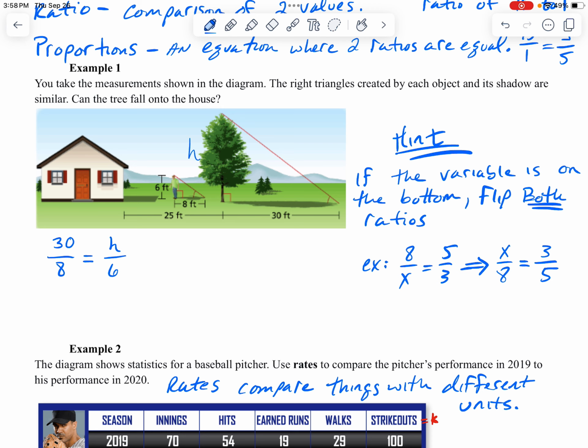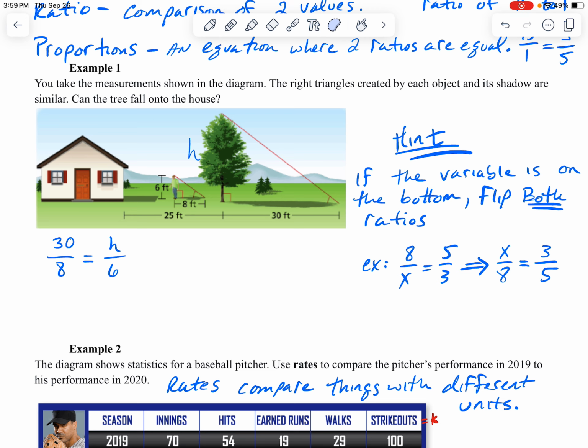So what we're comparing is the shadow compared to the actual. And since these are similar triangles, that's going to equal the shadow compared to the actual. And just for clutter's sake, I'm just going to get that out of here.